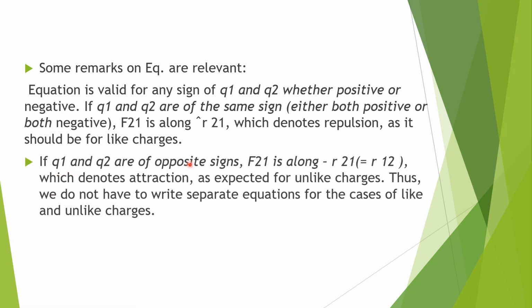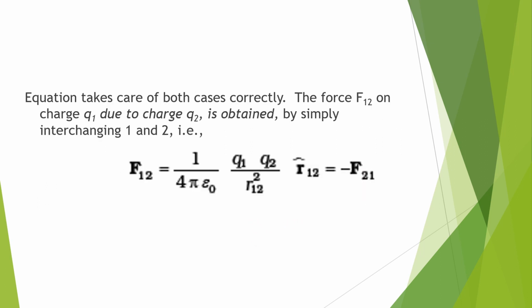Second case, if both are of opposite sign, then what is the direction of F21? Just opposite of R21. That is denoted by R12. The opposite of R21 is denoted by R12. So accordingly, we'll get the equation. So we can write the equation of Coulomb's law for both the cases. Same equation you can write, only thing is that they are acting in the opposite direction. In the beginning, in that diagram I have shown, F12 and F21 are acting in the opposite direction. That means F12 is equal to minus of F21.